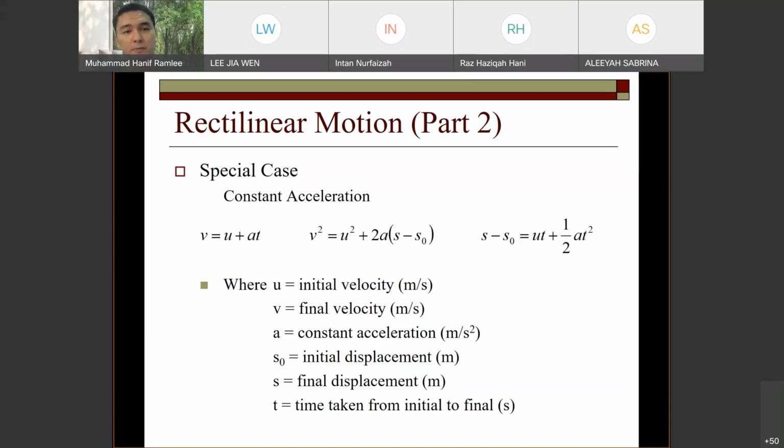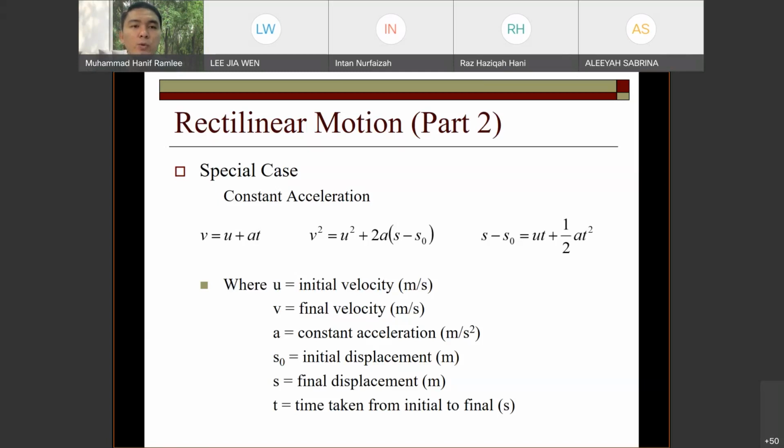Number 3, the method, as you can see here in the slide, is a special case where the acceleration is constant. You can utilize this formula to get the answer. Let's say you are looking for acceleration, or let's say you are looking for displacement. You can utilize these three equations, these three formulae, to get the answer. And then, of course, from the answer, you can draw the graph later on.